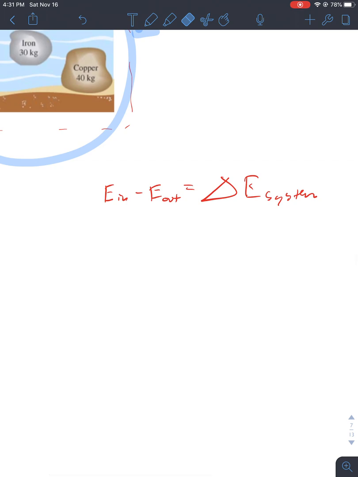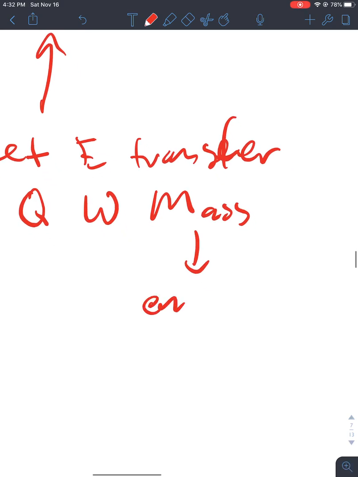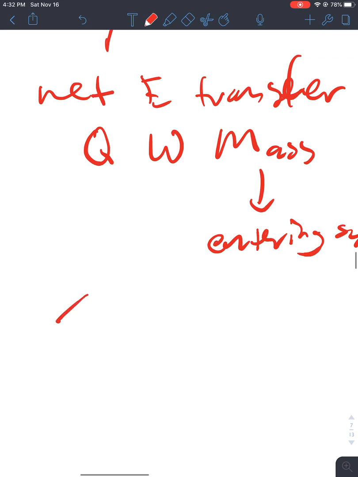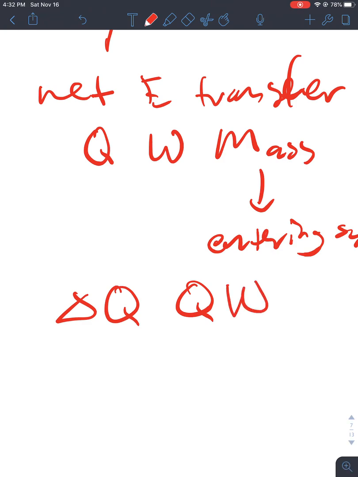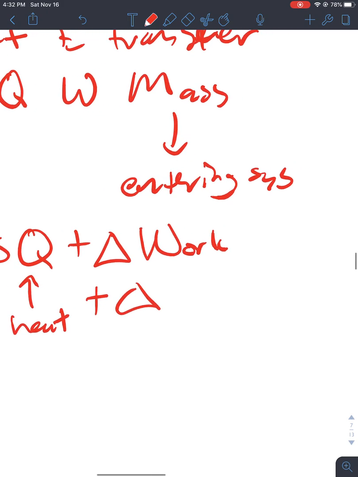All right, so the change in energy, the net energy transfer, that's what this is. So all of the energy types are heat, work, and mass. I assume mass entering or leaving the system. I think that's entering the system, so it would be change in heat, change in work, and change in mass.